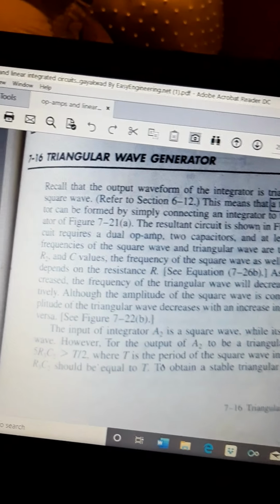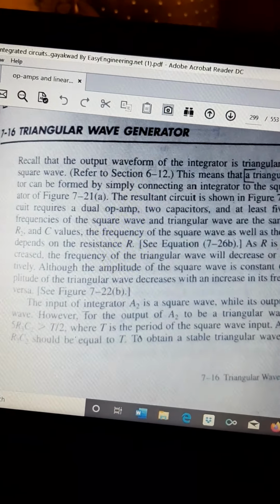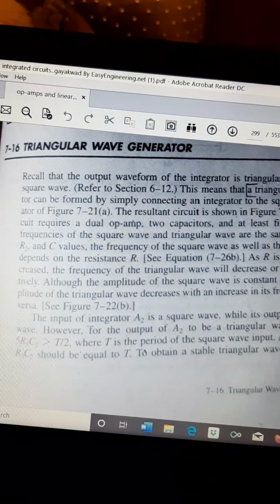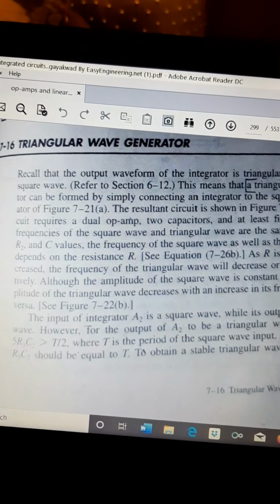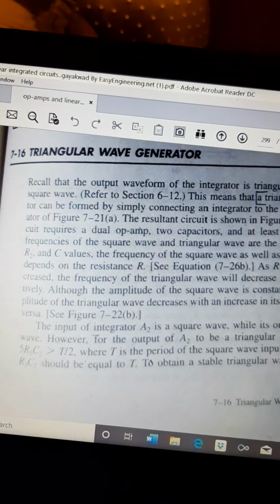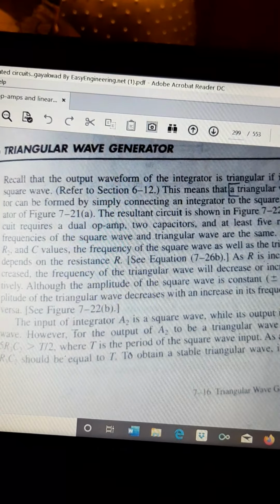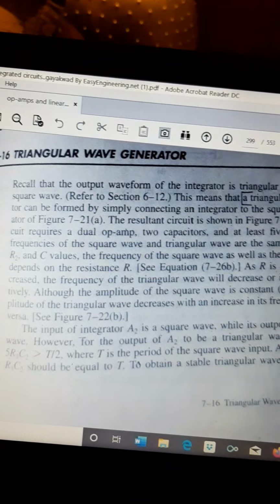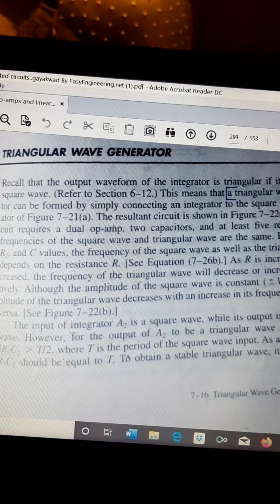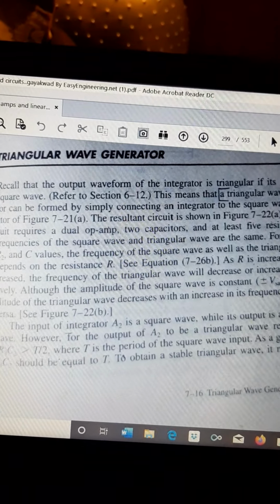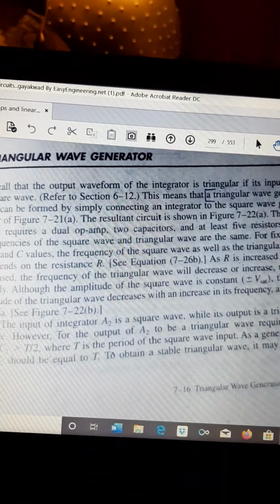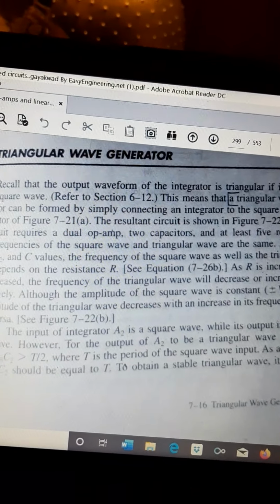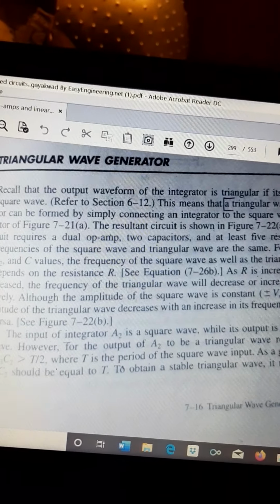Now we will study a triangular wave generator. A triangular wave generator can be formed by simply connecting an integrator to a square wave generator. So you know that there are two stages. First one is the square wave generator. After that, the integrator. We will represent the square wave generator as A1 and the integrator as A2.